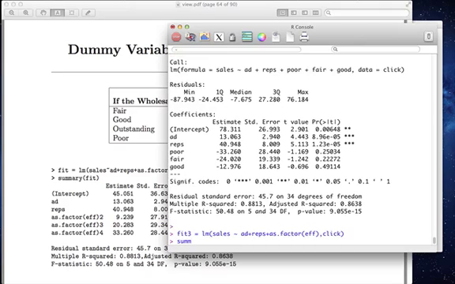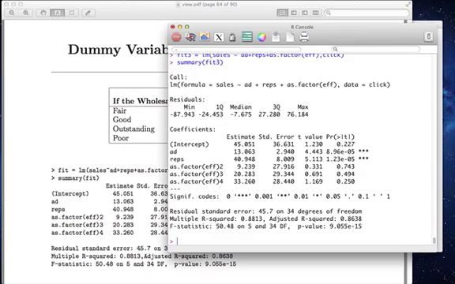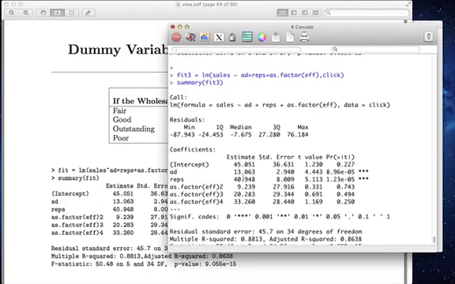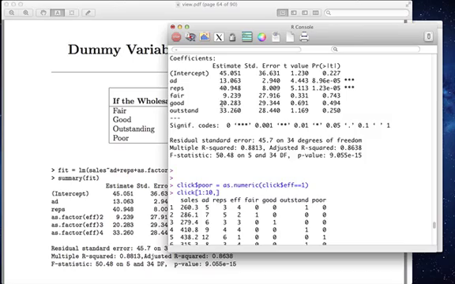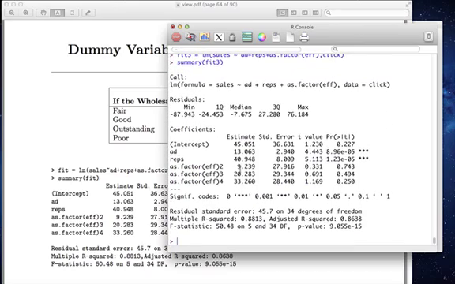If I do a summary on fit 3, what you're going to see is that now R has chosen a base category, and they chose it to be the first one, poor, and included dummies for the other levels. And you'll note that this is exactly the same as what we had before. So if we look upstairs, it was 9, 20, and 33. Down here we have 9, 20, and 33. So we get exactly the same result.